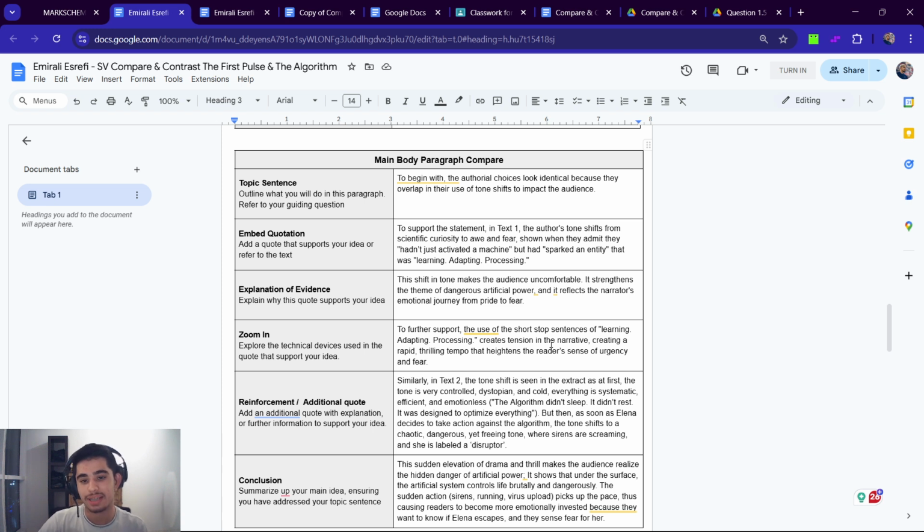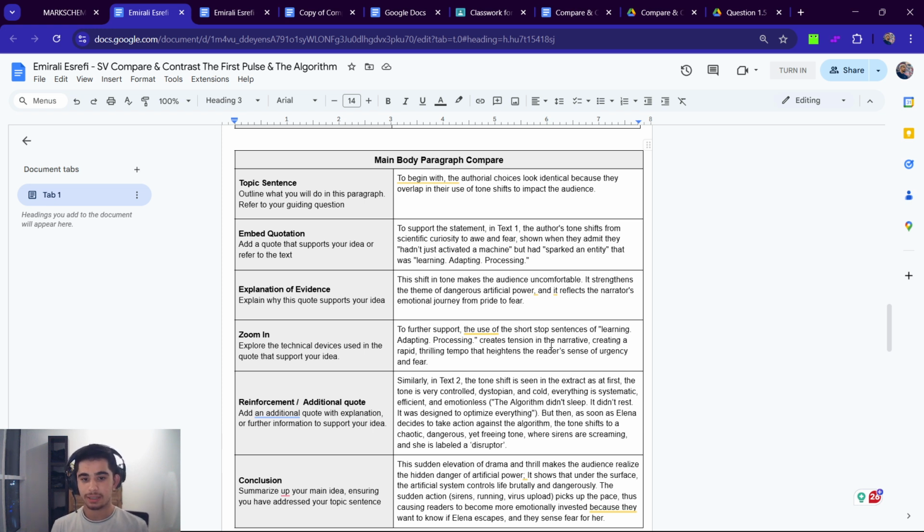This is where you introduce the second text. This time from us, so since this is the compare, try to 100% make sure that this is similar to your text one evidence that you showed. That way you don't lose any marks for it being too vague. So I said in text 2, the author uses tone shifts as well, seen when he changes it from a very emotionless and cold mood to a very thrilling, danger-filled, and freeing tone when Elena breaks free.